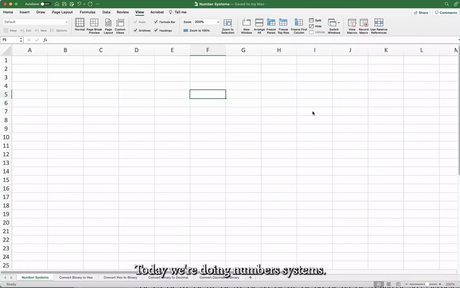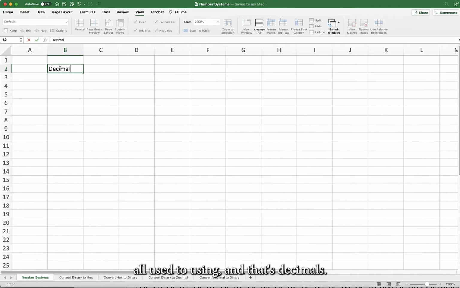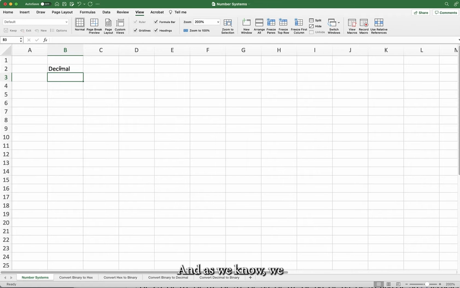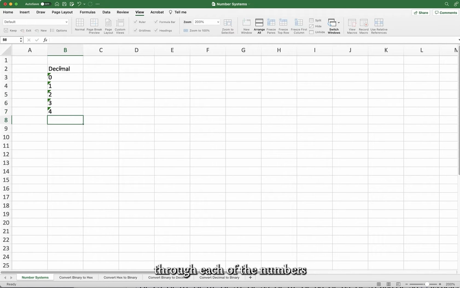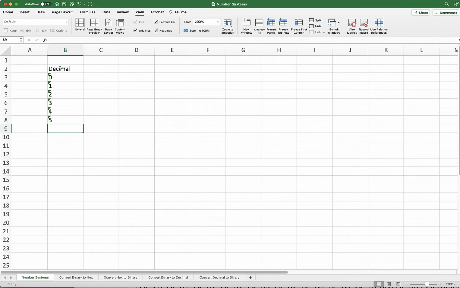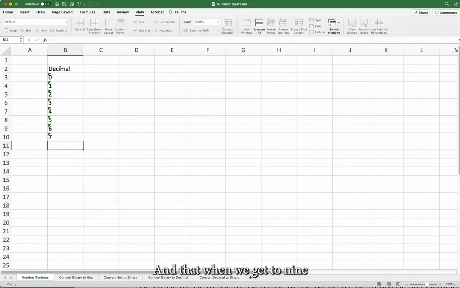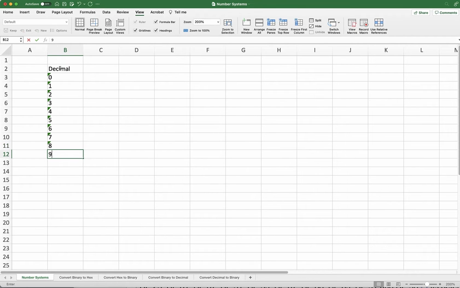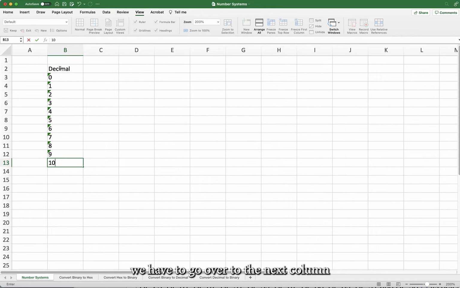Today we're doing number systems, and we're going to start out with what we are all used to using, and that's decimal. And as we know, we count downwards, in this case, through each of the numbers. And when we get to 9, in order to represent 10, we have to go over to the next column, because now that's saying I've got 1 unit of 10 and 0 units of 1.